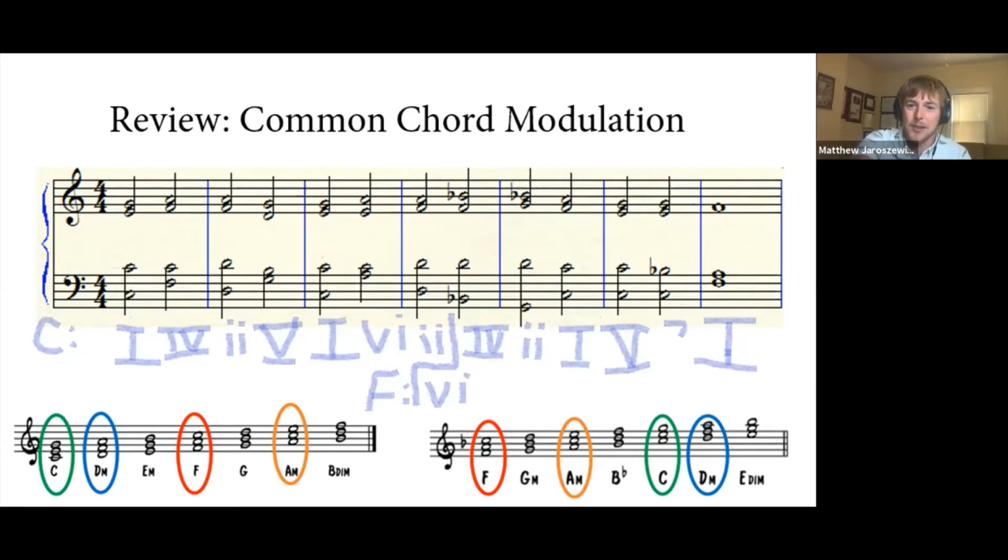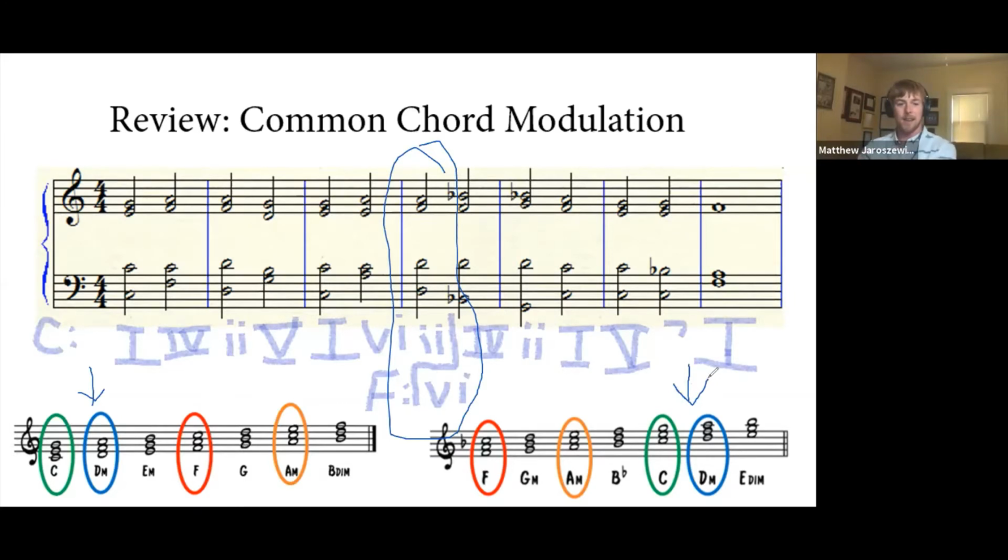I put this progression up, and as you can see, we start in the key of C, we end in the key of F, and we use this chord right here. It's a D minor chord to modulate between C and F. D minor is the 2 chord in the key of C. It is the 6 chord in the key of F. It is a common chord to both keys, and we use it to pivot from one key to another. We call it the pivot chord.